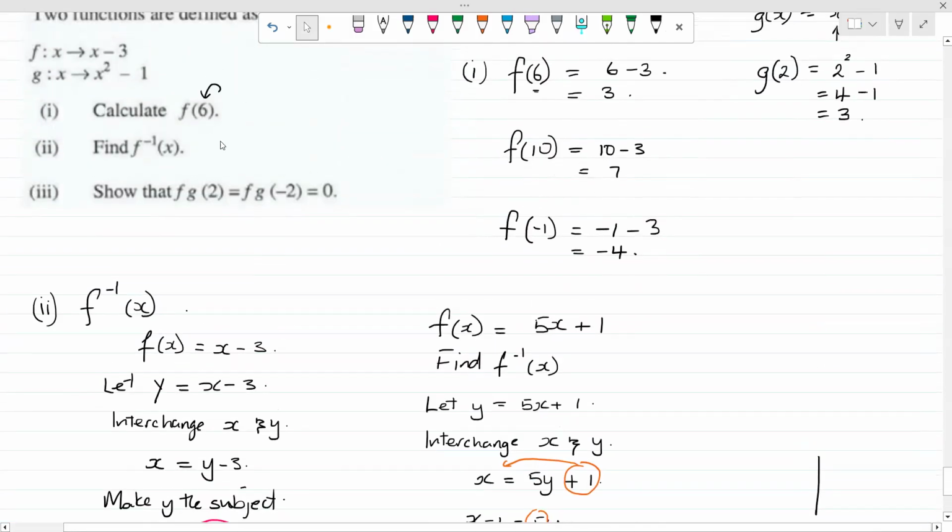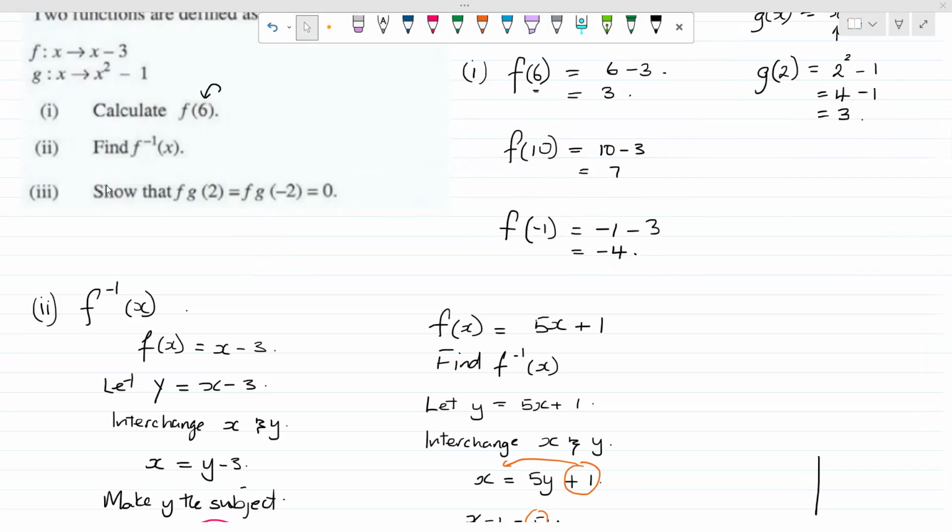Good. So we know how to do a function like f of 6, g of 2. We saw how to do the f inverse. Now let's look at the third question here. Show that f of g of 2 is equal to f of g of negative 2, which is equal to 0. Right? A lot going on there.